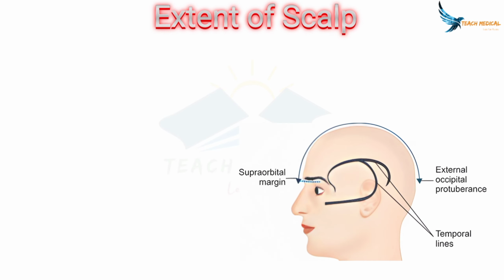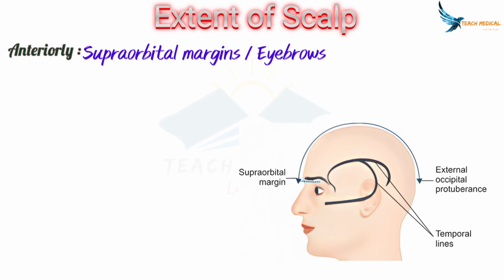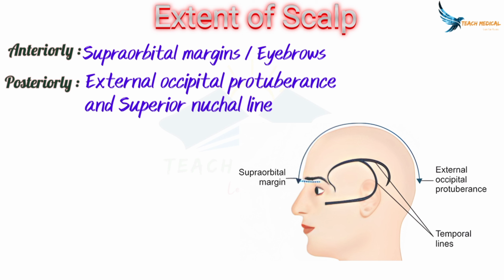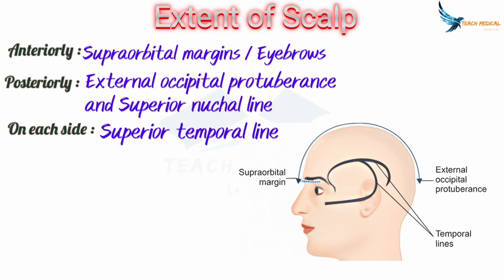Extent of scalp. Anteriorly, it is up to supraorbital margins or eyebrows. Posteriorly, it is up to external occipital protuberance and superior nuchal lines. And on each side, it is up to the superior temporal lines.